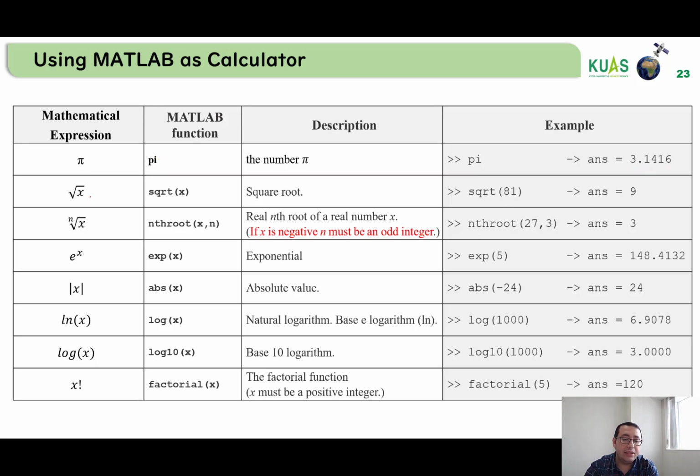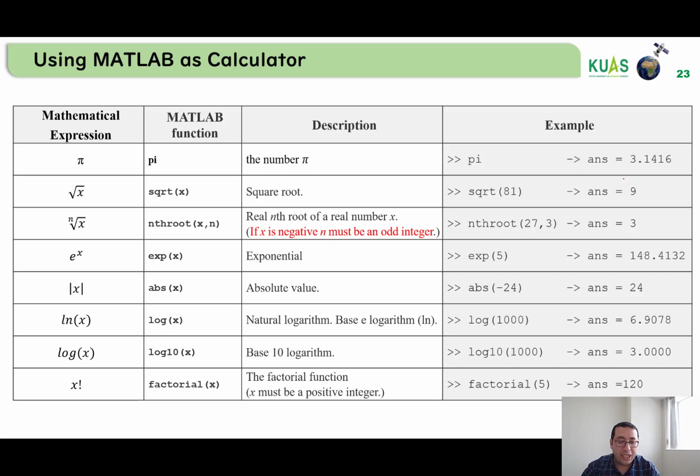And this is the square root of x. This is a mathematical expression. If we need to write it in MATLAB, we write sqrt. It's kind of taking some letters from the words, so they take square and then root. And in a MATLAB example, if we write sqrt 81, the answer will be 9. And this is the square root.